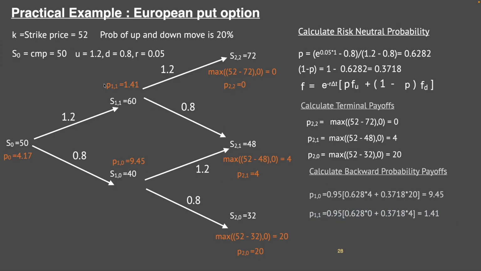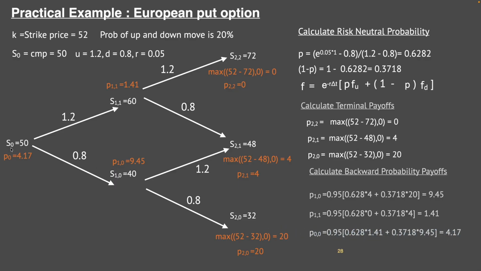And P11, what is this? P11 is nothing but F11. So F11 is calculated in the same way where we calculate 0.6282 into 0, that is the value of the option at this terminal is 0, plus 0.3718 into the value of the option at this terminal, which is 4. So the value of P11 comes to 1.41.